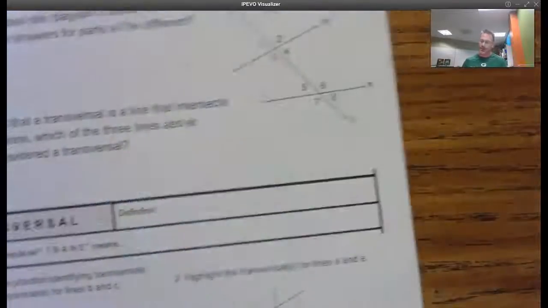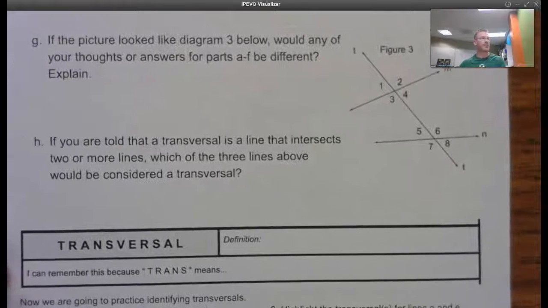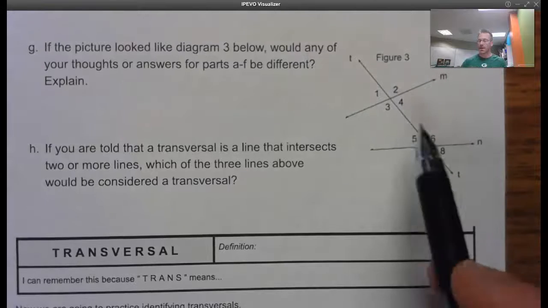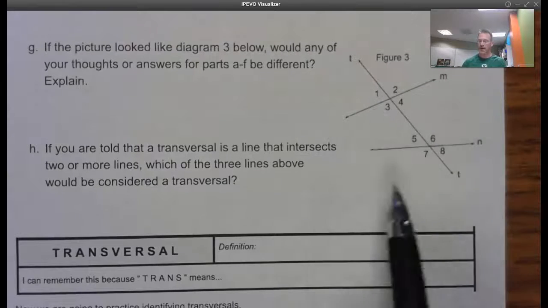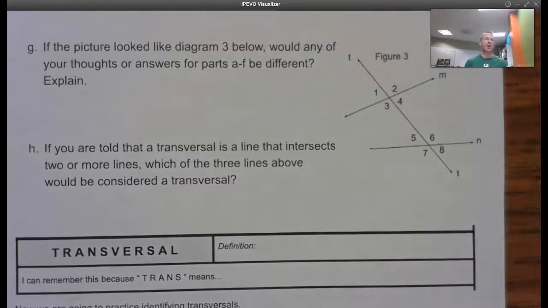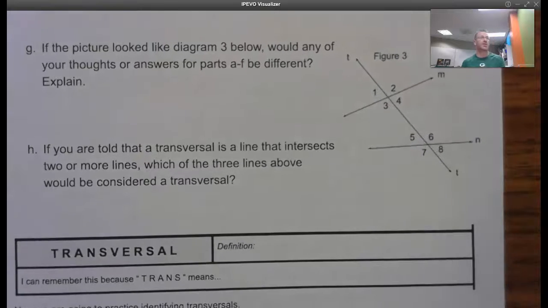Now what if we had those 2 pictures merged into one here? So we take diagram 3 here. Notice there's 1, 2, 3, 4 like we just had, and then there's 5, 6, 7, 8 here. Would any of our thoughts and answers be different from before? I'll let you pause the video, flip it back on and let me know what you think. And the answer would be no.